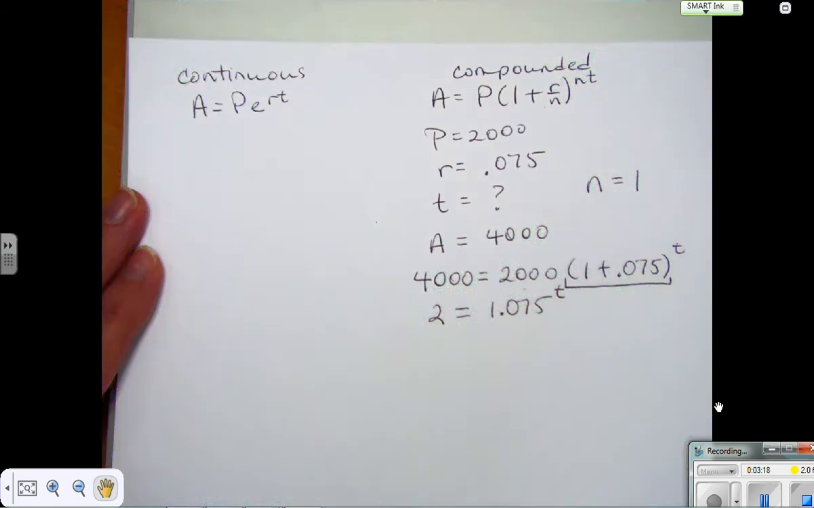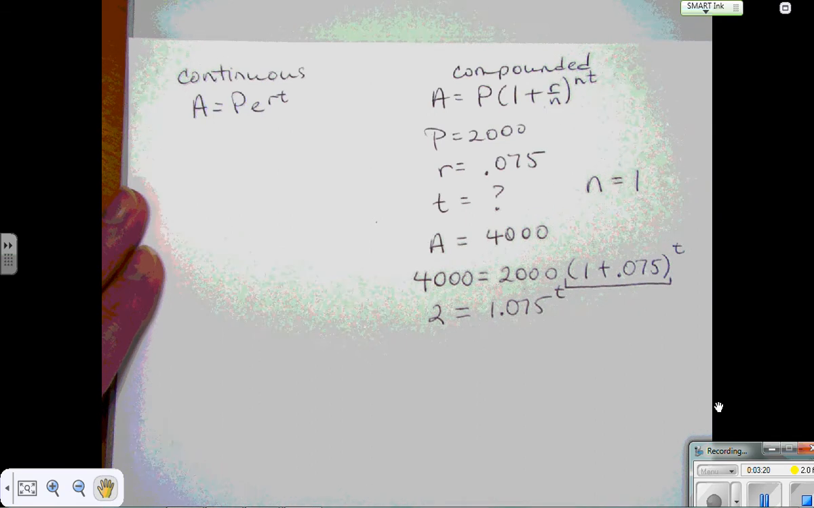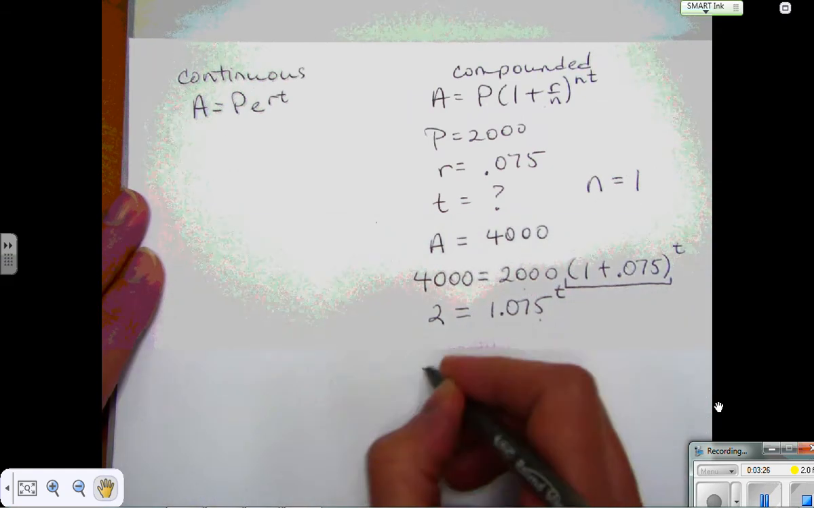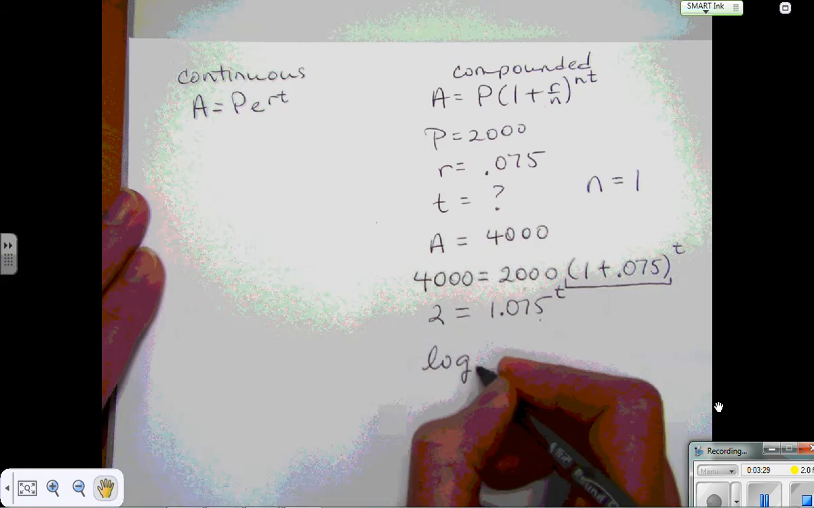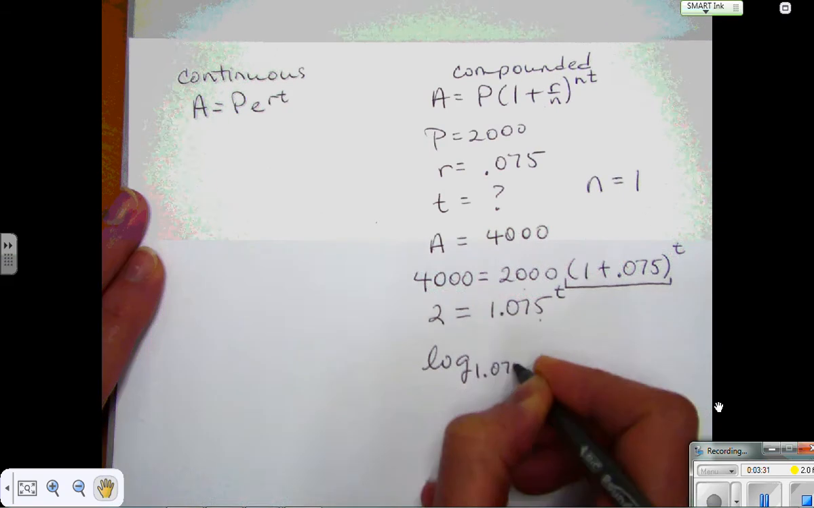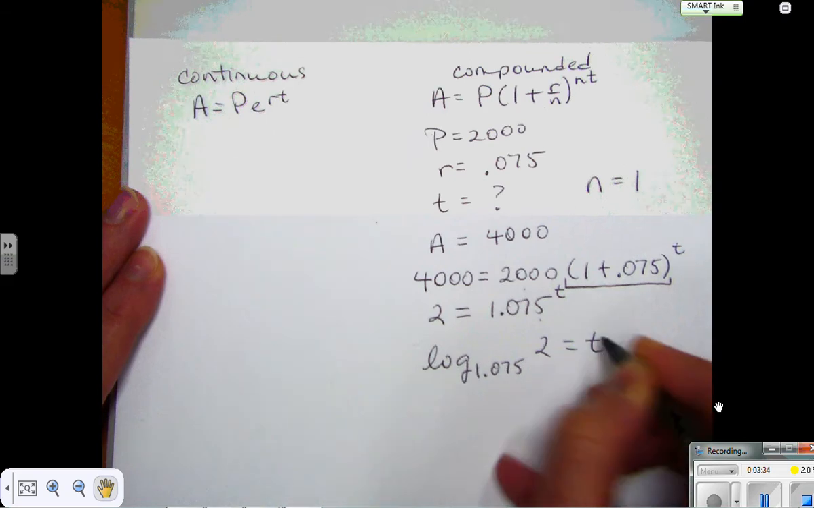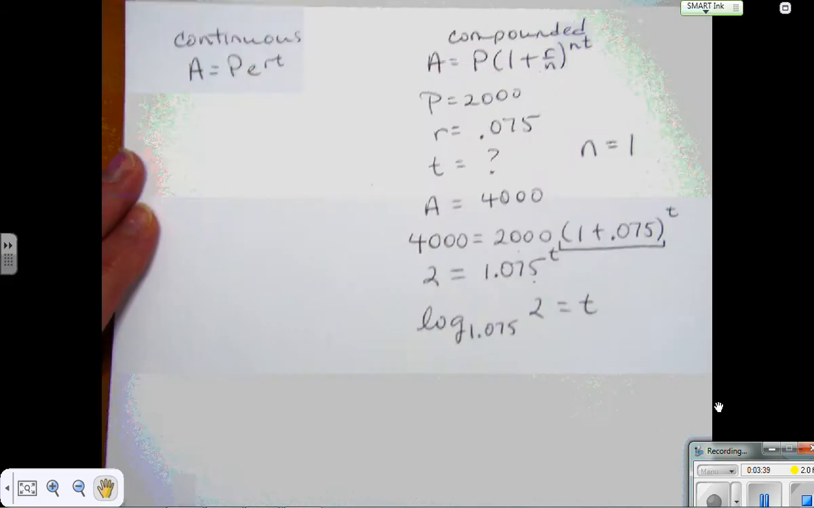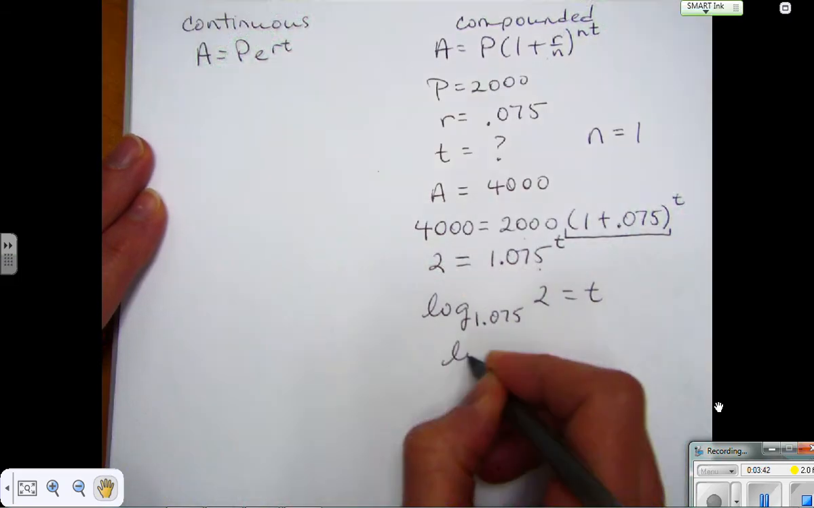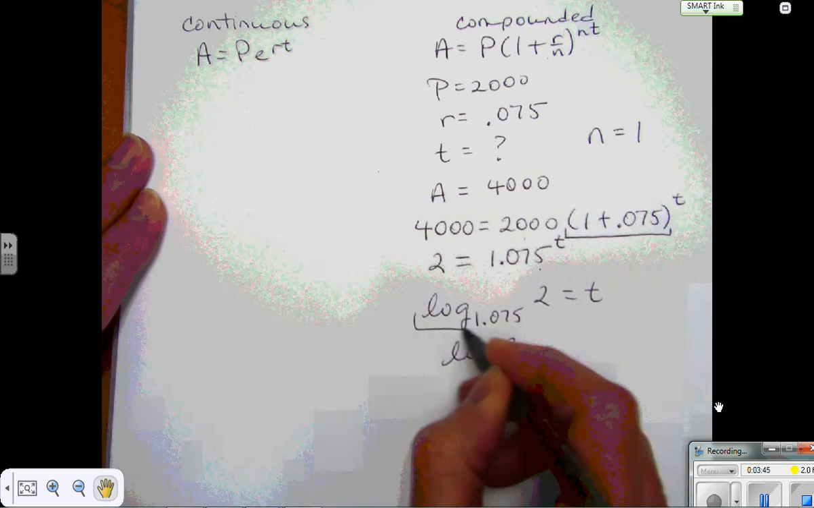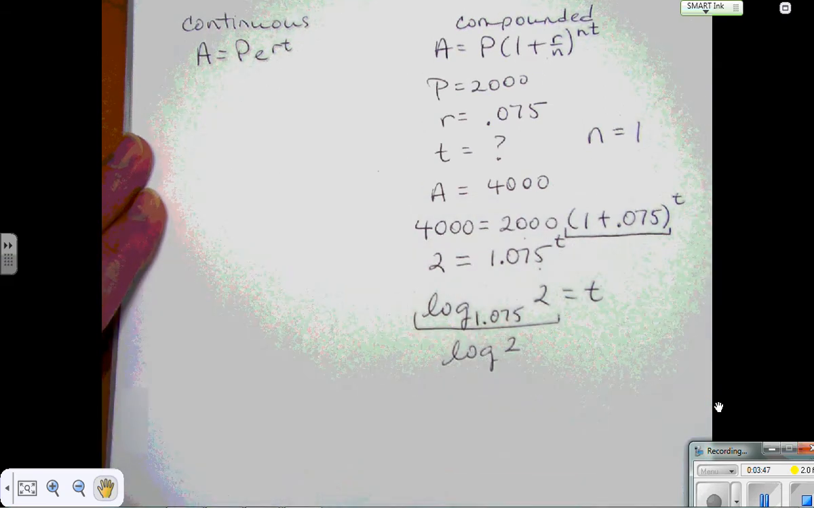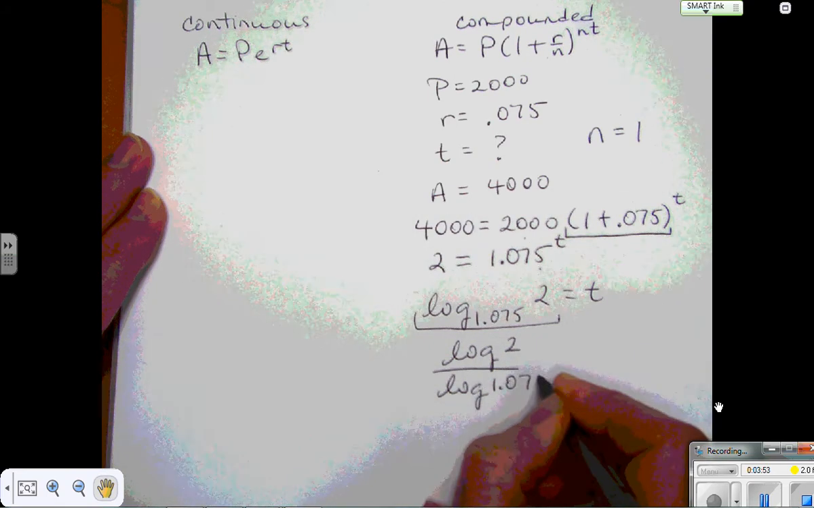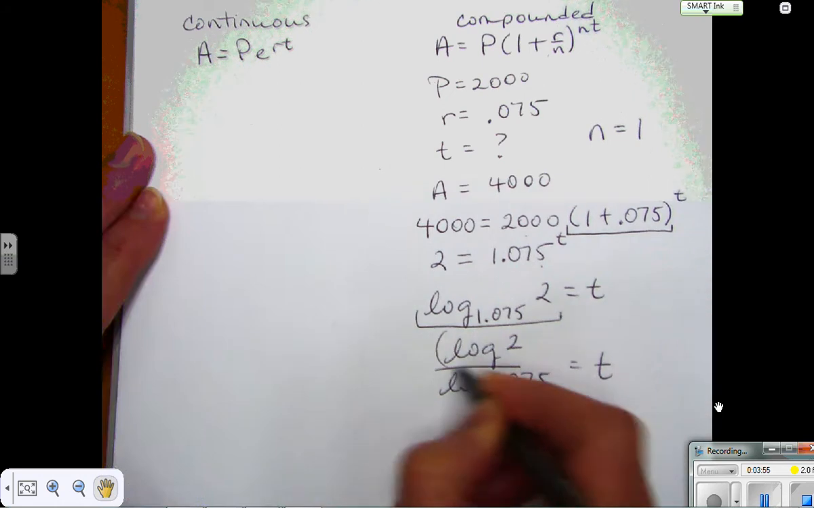In log form, right. It's in exponential form right now. I'm going to rewrite it in log form. The base is 1.075, so I'm going to use a regular logarithm, not an ln. So log base 1.075 of 2 equals t. And so to solve for t, I'm going to rewrite this log as a common logarithm. So log 2 divided by log 1.075, and that'll be your value.